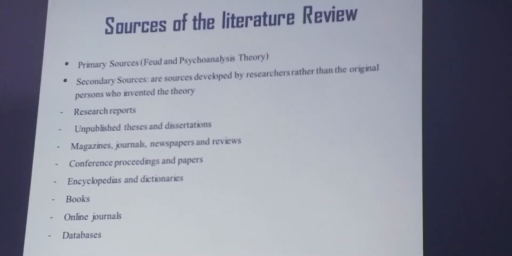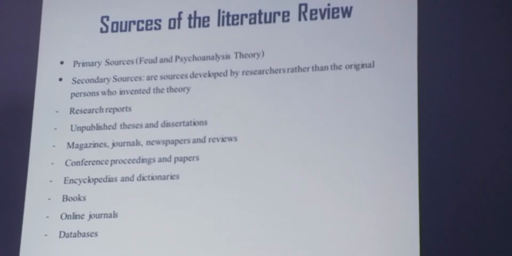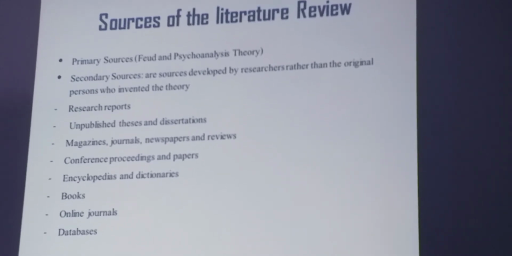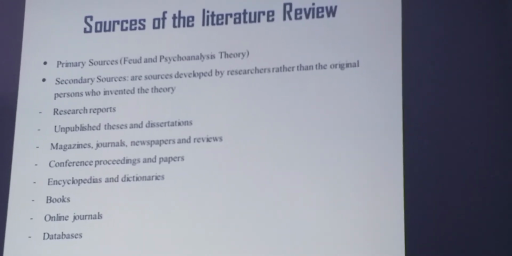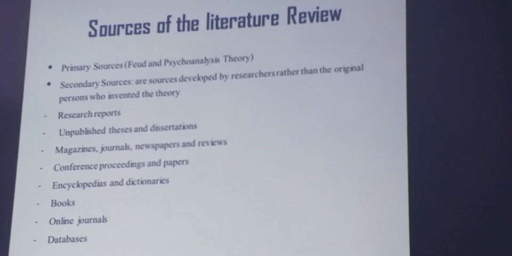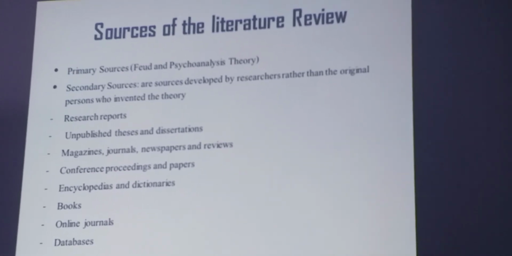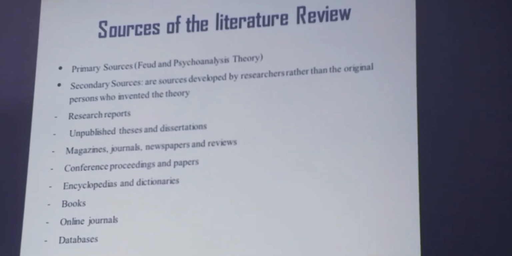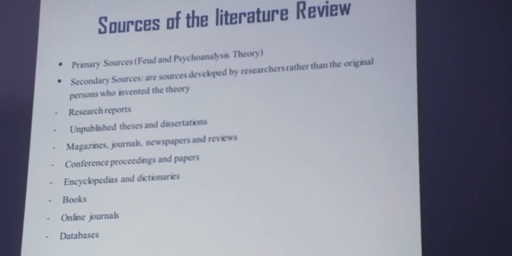So, talking about the sources of the literature review, we have seen that there are three types of primary sources, secondary sources, and tertiary sources. For example, for primary sources, to make it very clear, we've got Freud and his psychoanalysis theory, as the inventor or the father of the theory. Secondary sources: his student Jung, after taking the limelight.